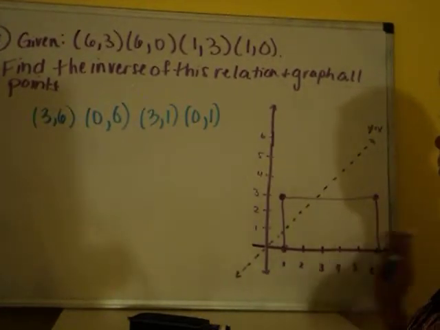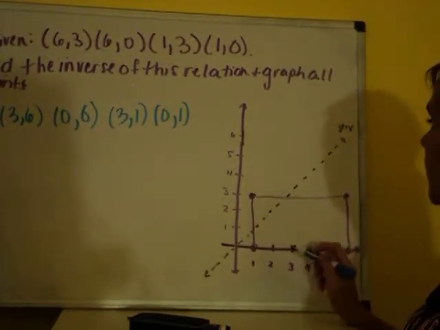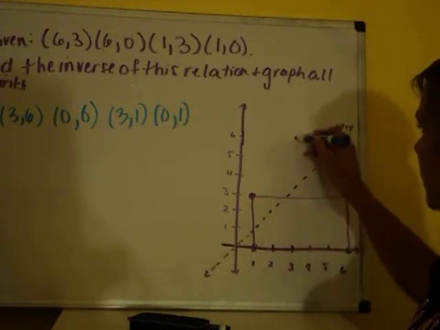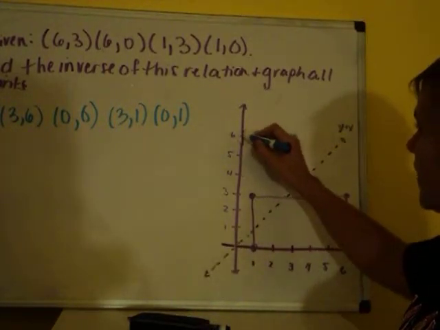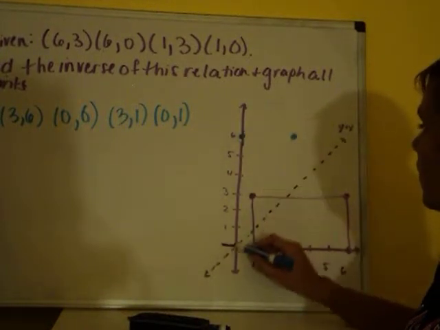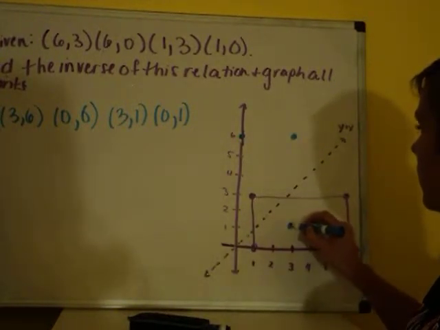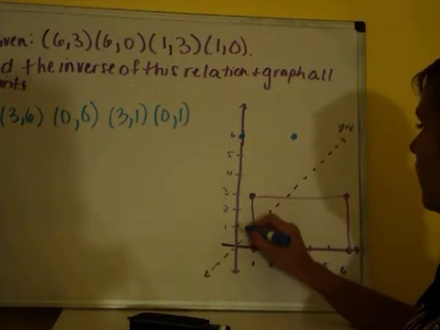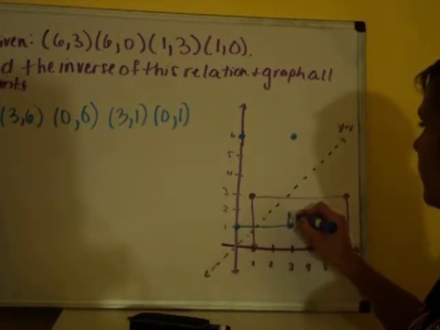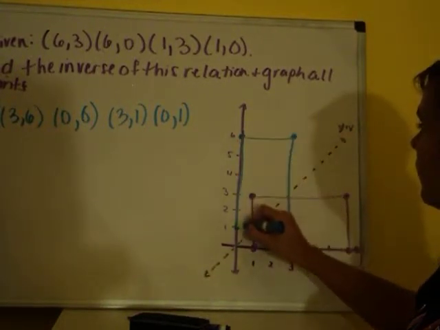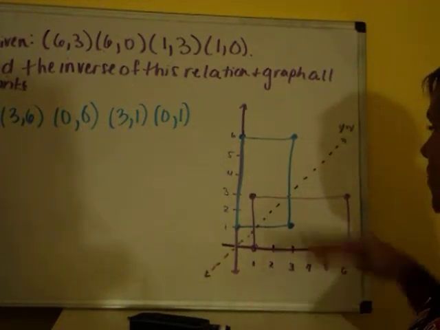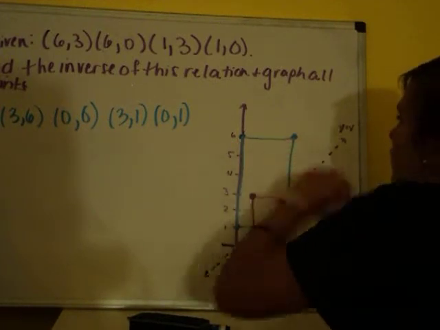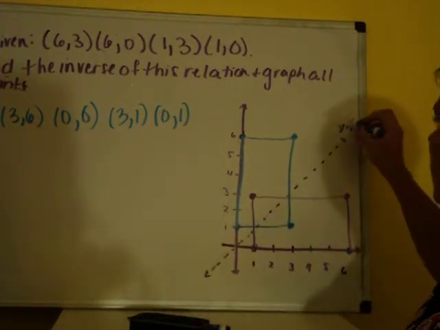Okay, so over here I have (3, 6), (0, 6), (3, 1), and (0, 1). Okay, so we do in fact get that reflection across the y equals x. Okay, this is y equals x.